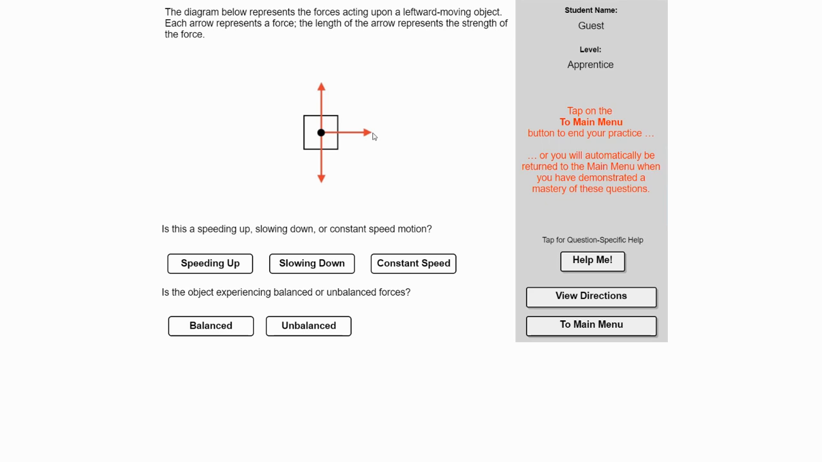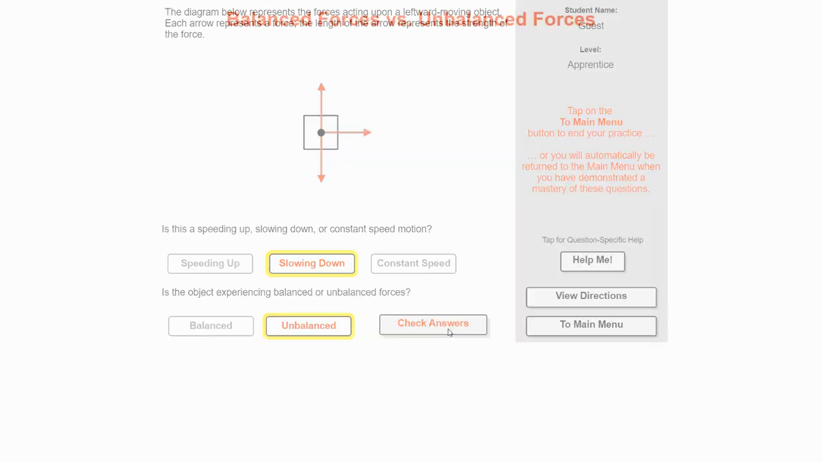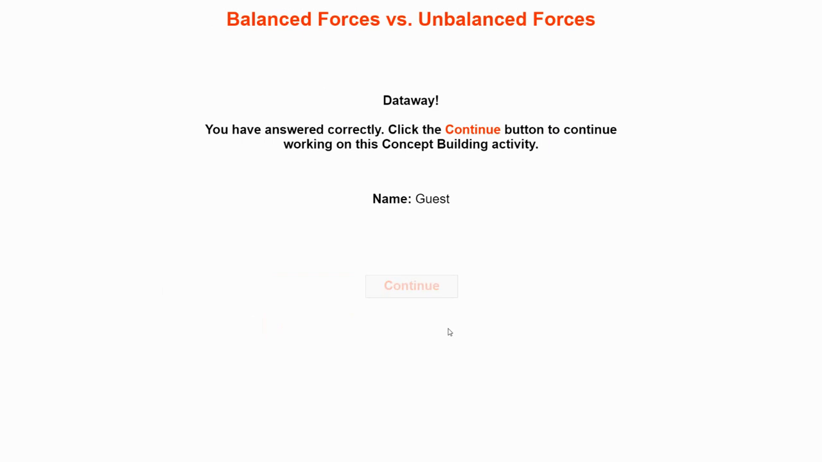What force opposes motion? Friction. So would you think this thing is speeding up or slowing down then? I would think it would be slowing down. And if there's a change in motion, then the forces are unbalanced.